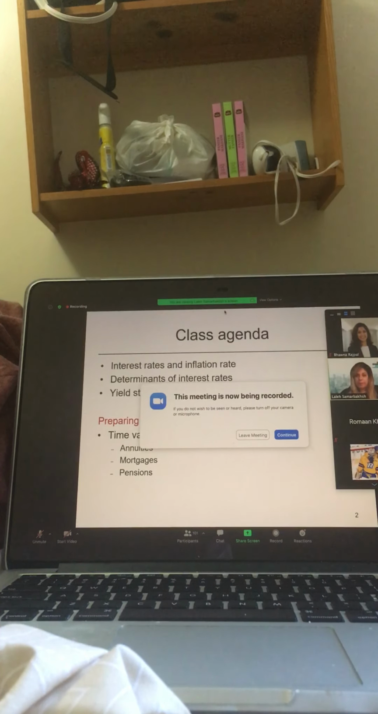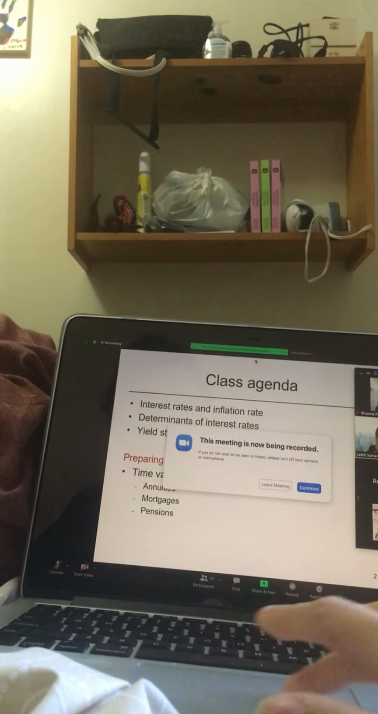After that, we're going to talk about determinants of interest rate. What is it that Bank of Canada has a certain rate right now, okay? This rate, the prime rate, can be 0.5%, 0.75%, 1%. What is it that makes the bank make these decisions? We're going to learn a little bit about that. And then we're going to talk about yield structure introduction, which is going to come up in chapter 6 mostly, but everything that we learn here is just an introduction to the yield structure. The exact calculations of it we're going to learn in chapter 6.